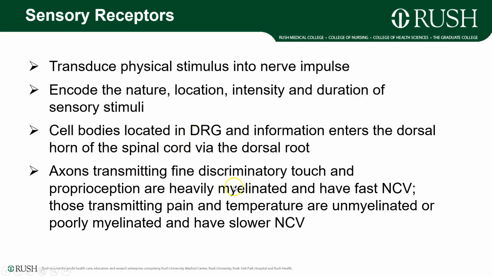Axons transmitting very fine discriminatory touch as well as proprioception are highly myelinated. They need to be allowed to conduct the impulses at a fast rate. On the other hand, sensory impulses for pain and temperature are unmyelinated. For that reason, they have a slower conduction velocity.